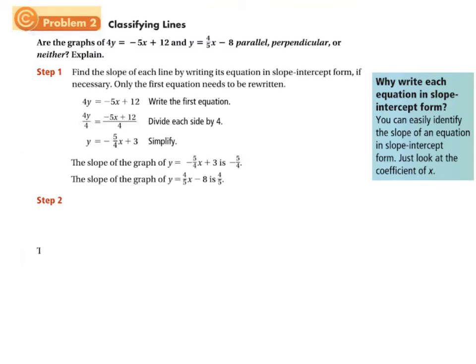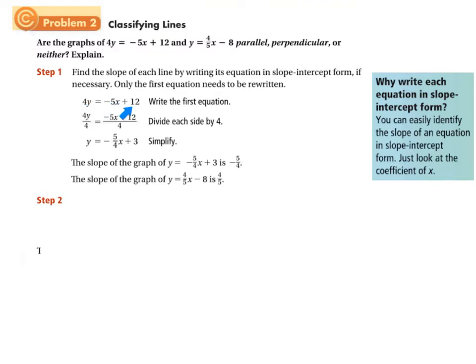They say, find the slope of each line by writing its equation in slope-intercept form if necessary. Why write each equation in slope-intercept form? Because you can easily identify the slope in an equation that's in slope-intercept form. Look for the coefficient of x. So write it in slope-intercept form if needed. This already is. Only the first equation needs to be rewritten.